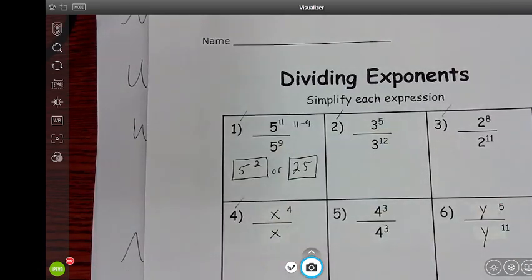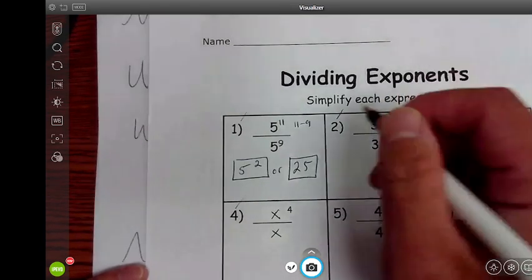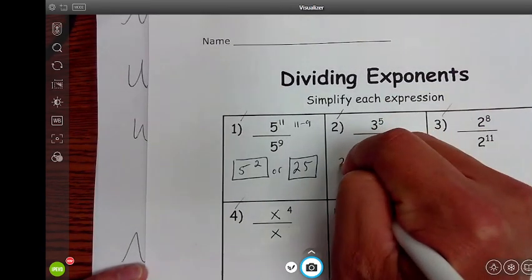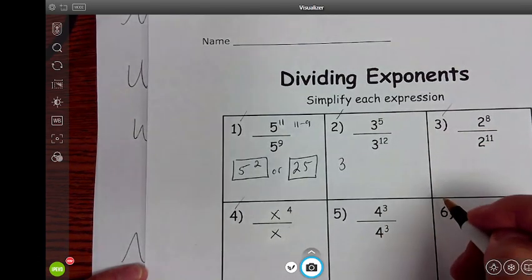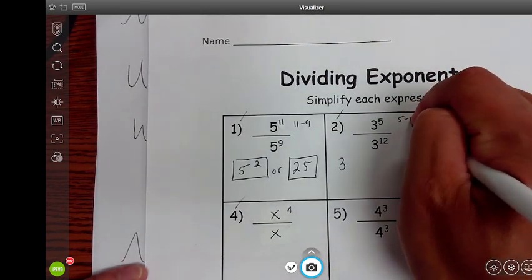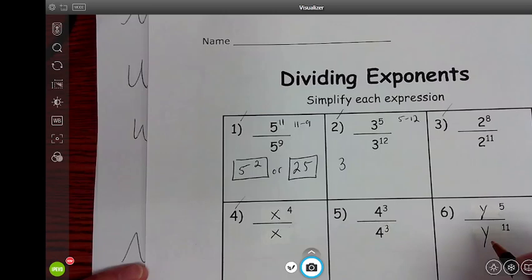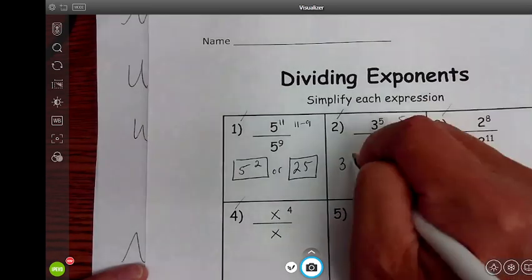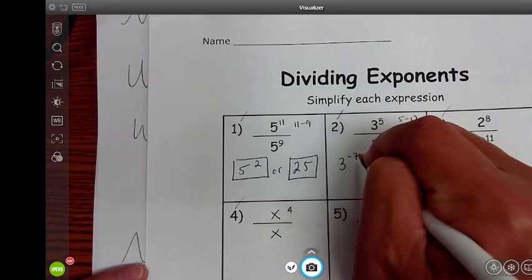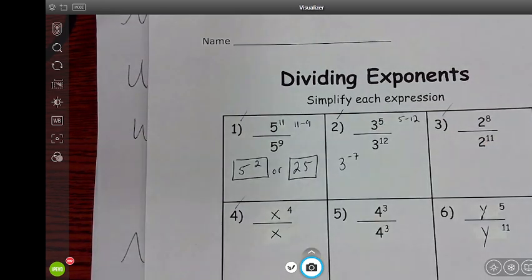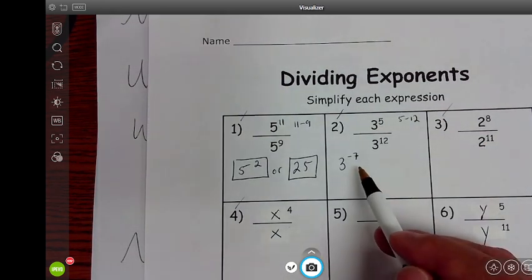Okay, let's take a look at number 2. We're dividing, right? Same base. The base will stay the same, 3. Now I'm going to subtract 5 minus 12. Okay, 5 minus 12 is going to be negative 7. Okay, so we don't want to leave the answer like this. 3 to the negative 7.